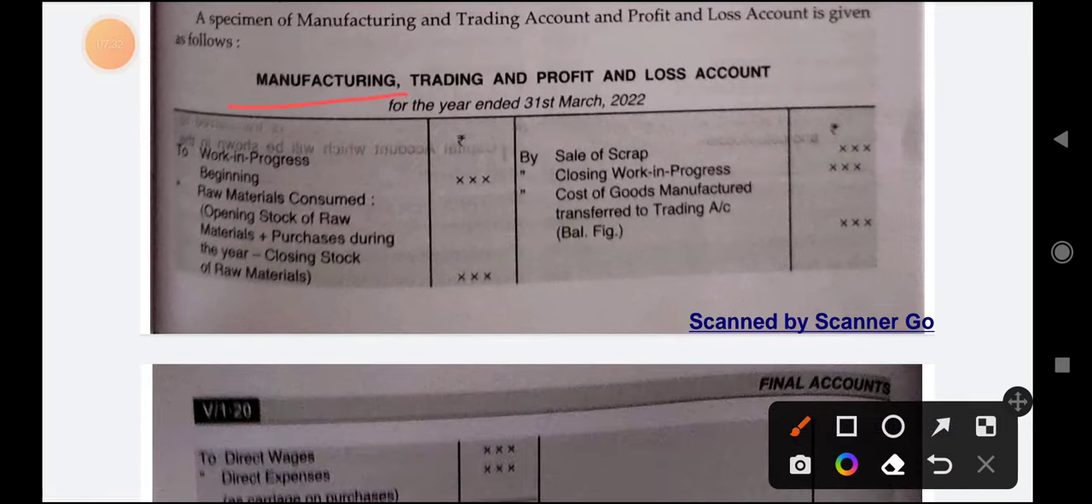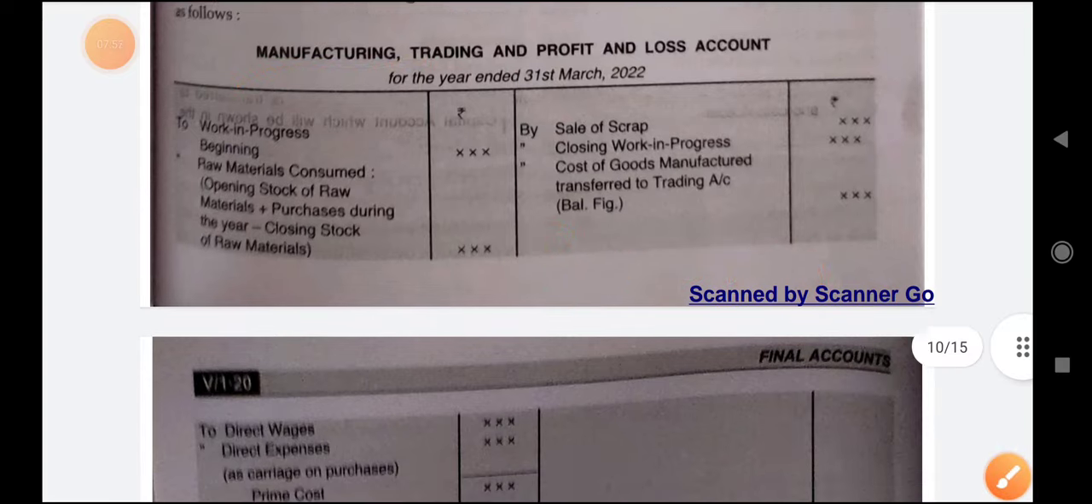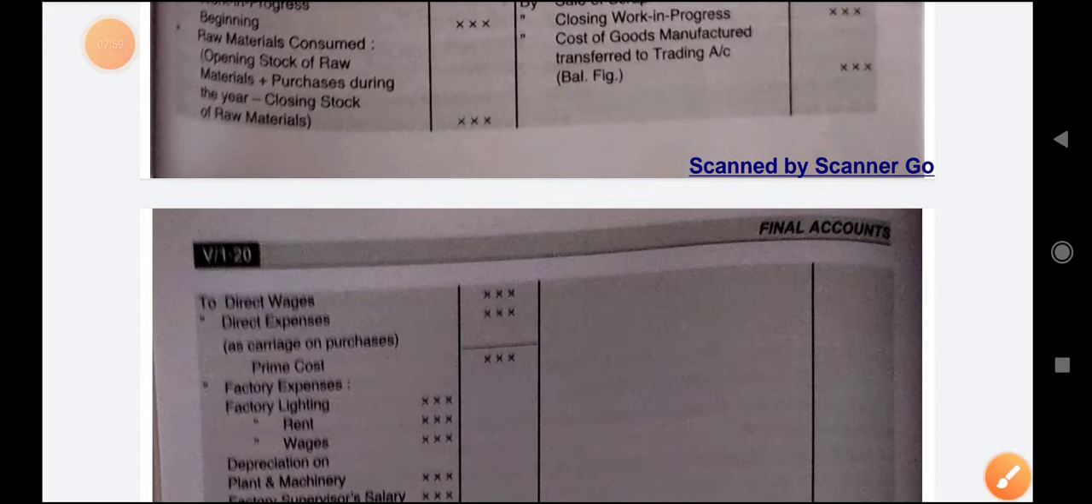Manufacturing account may not be asked at intermediate level, but in +1 +2 of CBSE and ICSE this might be asked. Okay, it will be useful for them also. And for BCom students, generally they will not ask manufacturing account, but sometimes they will ask it. So it is better to learn the things. That is why I am making this video.